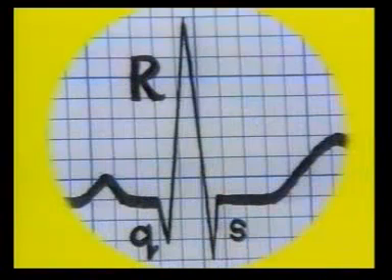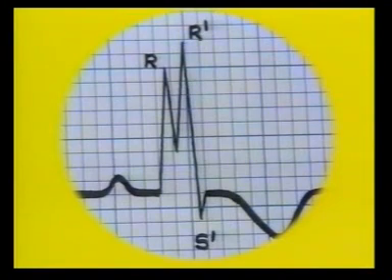Now coming to the QRS complex, the initial downward deflection of the QRS complex is termed as the Q wave. It may or may not be present. The first upward deflection of the QRS complex is termed as the R wave, and the downward deflection following the R wave is termed as the S wave. Sometimes there may be a second upward deflection following an R wave. It is termed as R dash wave. And if a downward deflection occurs after R dash wave, it is termed as S dash wave.